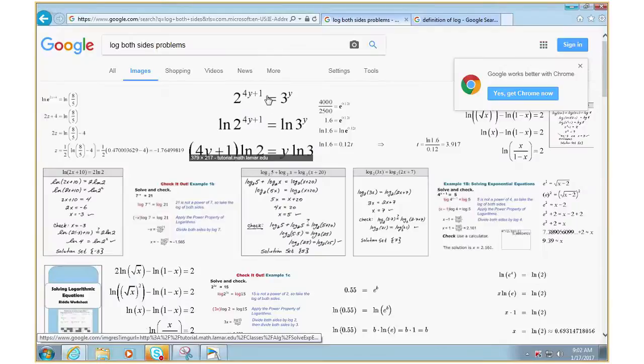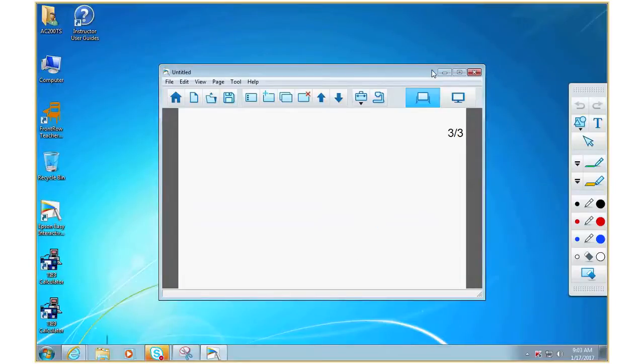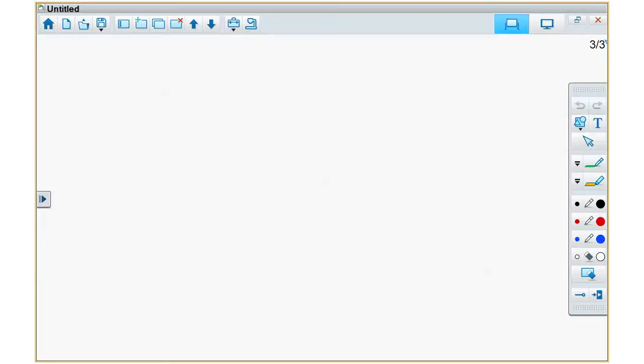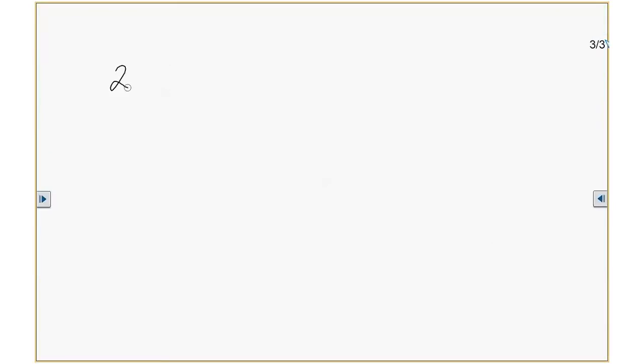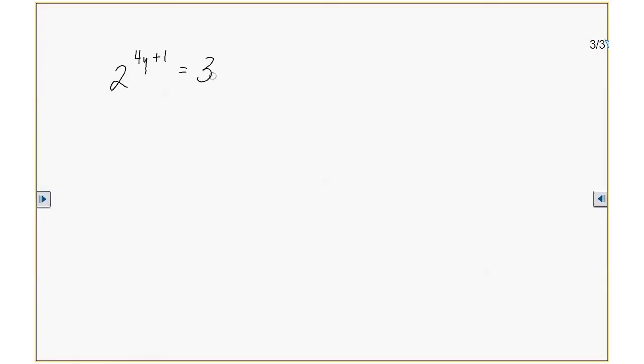2 to the 4y plus 1 is equal to 3y. 2 to the 4y plus 1 is equal to 3 to the y or 3y? 3y. That's good. Okay. Is that it? I thought it was an exponent.